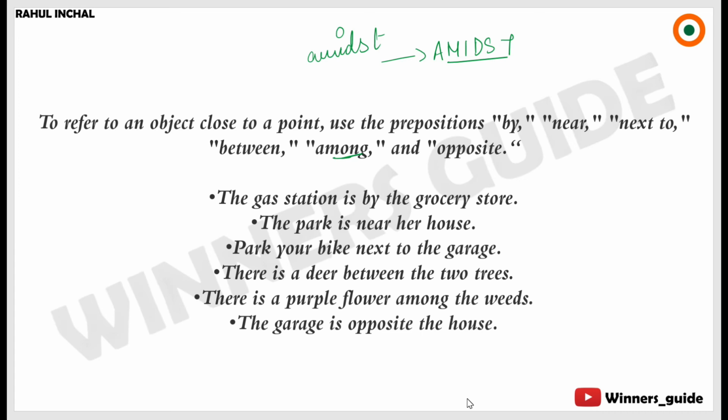Now, for example, the gas station is by the grocery store. The park is near her house. Park your bike next to the garage. There is a deer between the two trees. There is a purple flower among the weeds. The garage is opposite the house.